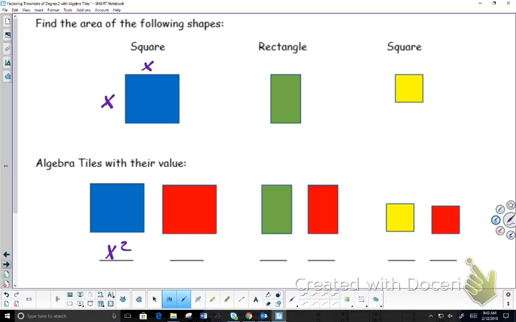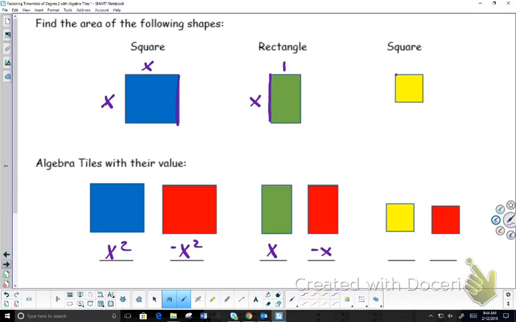The red tile simply represents its opposite, so it would be the negative portion. Our green tile, you'll notice this length is the exact same length as this length, so it's x long, and then this side's going to be 1. So the area of our green tile will be x times 1, which is x, and then the red tile would be just the opposite, negative x.